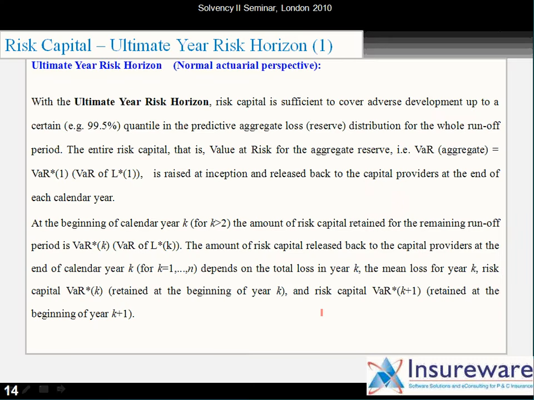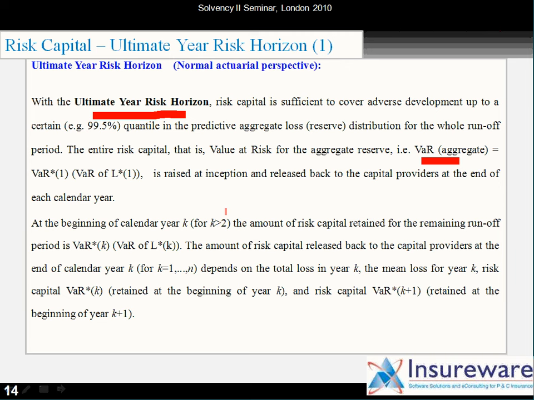Solvency II capital requirements are based on the one-year risk horizon. However, in terms of running your business, you might want to use and calculate metrics based on the ultimate year risk horizon, where you're actually looking at the distribution of the aggregate reserves and the VaR of the aggregate till runoff.